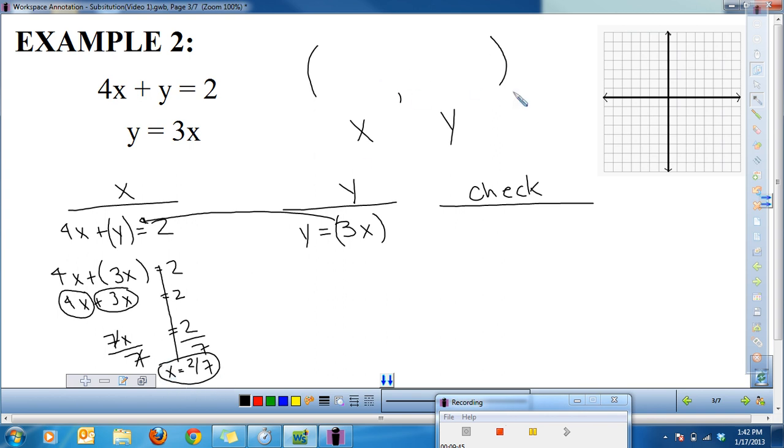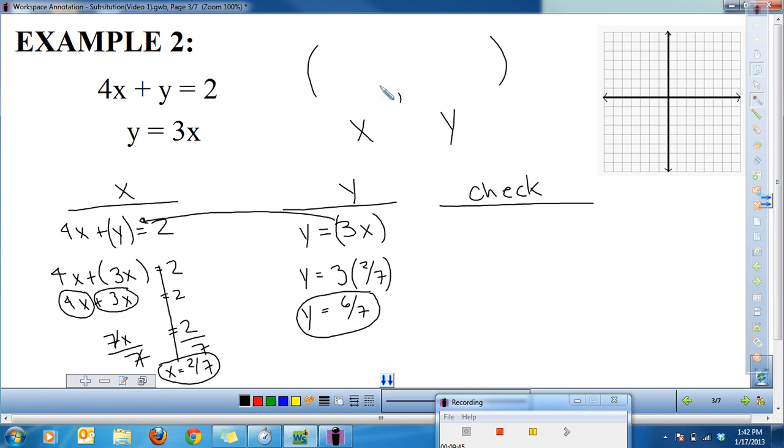Now I have my x, but I still need to find my y. So I'm going to use this equation. If I know that x is 2 over 7, I can put 2 over 7 in for x. So I'm going to put y equals 3, parentheses, because I want to use parentheses. X is 2 over 7. So now I'm going to keep simplifying. Y equals, well, 3 times 2 over 7 is 6 over 7. So I think that x is 2 over 7 and y is 6 over 7.